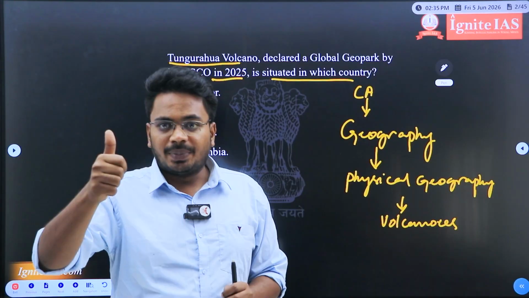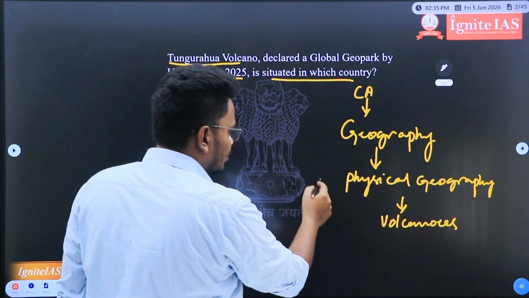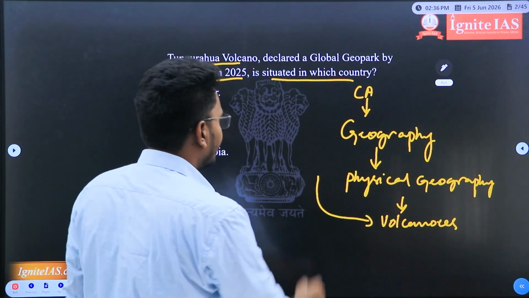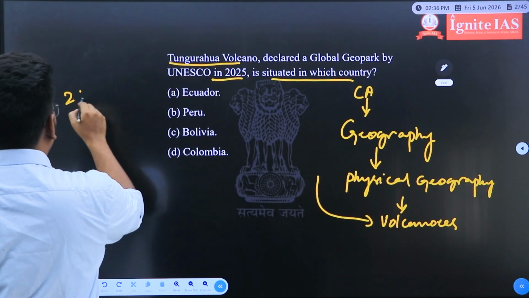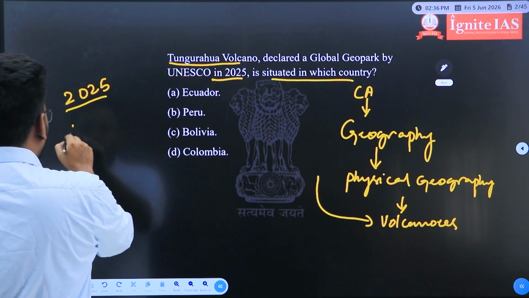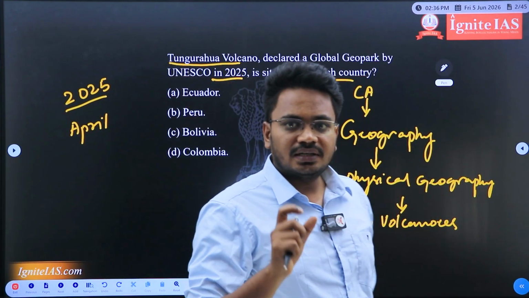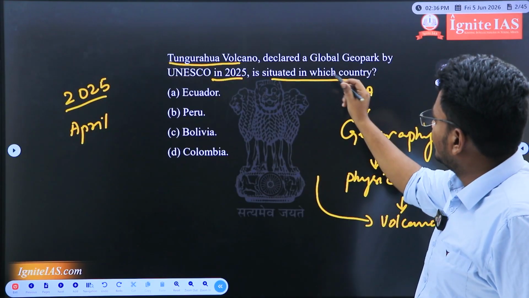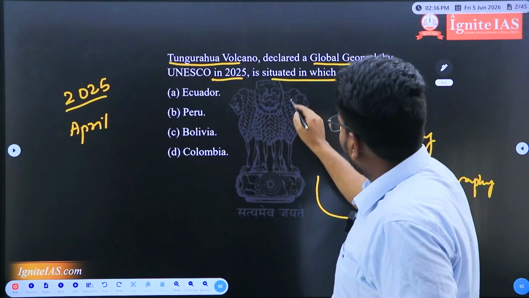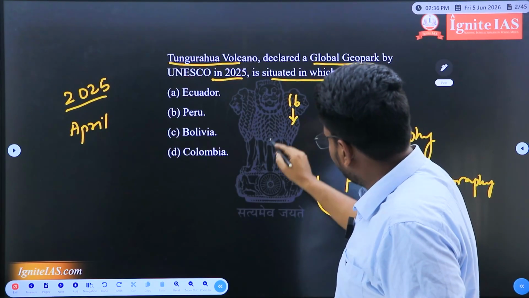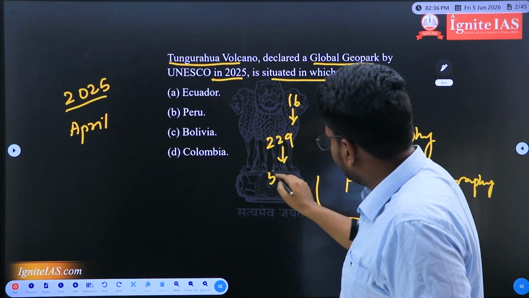So first of all, the mapping. This particular concept was taken from physical geography, especially from volcanoes, and this was directly picked from the current affairs of 2025. If I'm not wrong, in April 2025, UNESCO declared 16 places under the global geopark initiative, and with that, right now we have 229 global geoparks all across 50 countries.